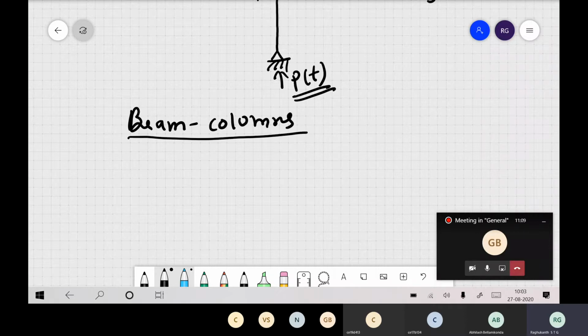The reason is, after this beam columns, we have to analyze frames, that is moment resisting frames. When you want to do the stability analysis of a framed structure, then you have to be very thorough with these beam columns. The columns you should know, beam columns you should know. If you have nice clarity about columns and beam columns, it will be very easy to analyze frame structures, which we will cover after this. So let us start our beam column.